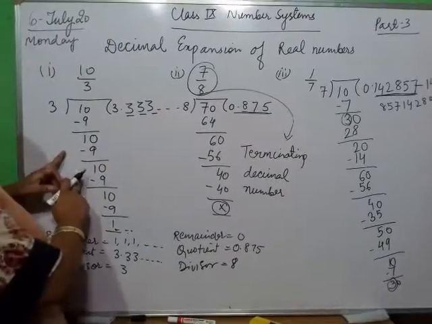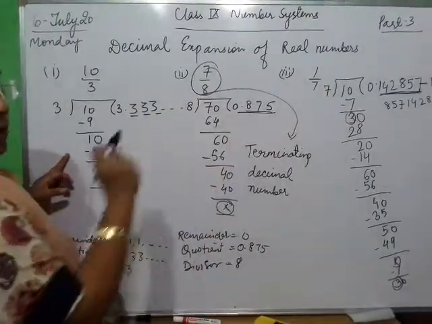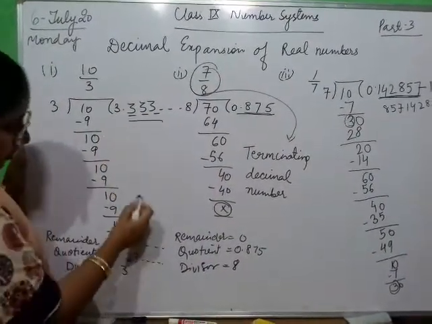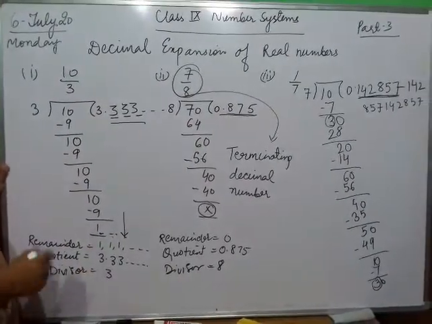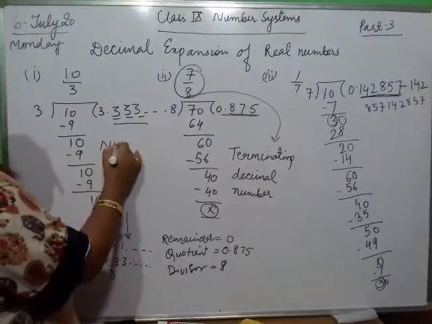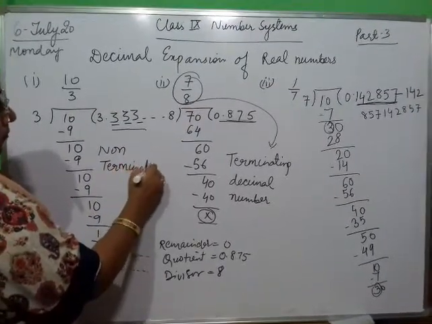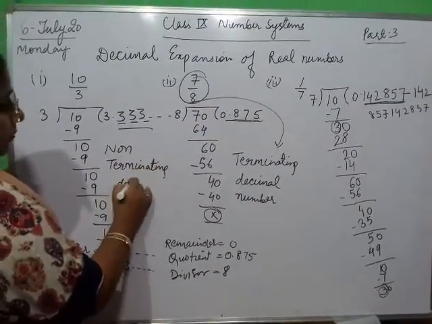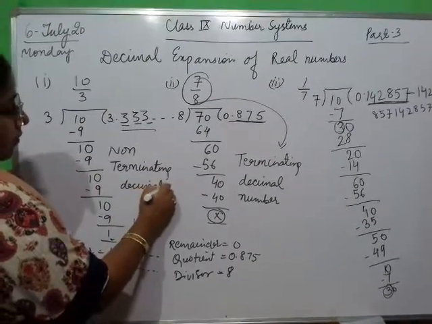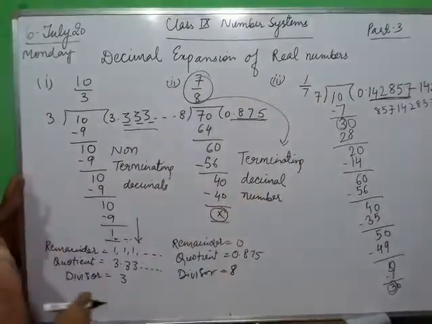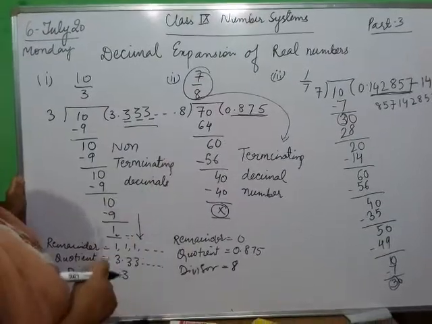Okay, and these two numbers, 10 by 3 and 1 by 7, have their division continued. So these are called non-terminating decimals. That one also is called a non-terminating decimal.